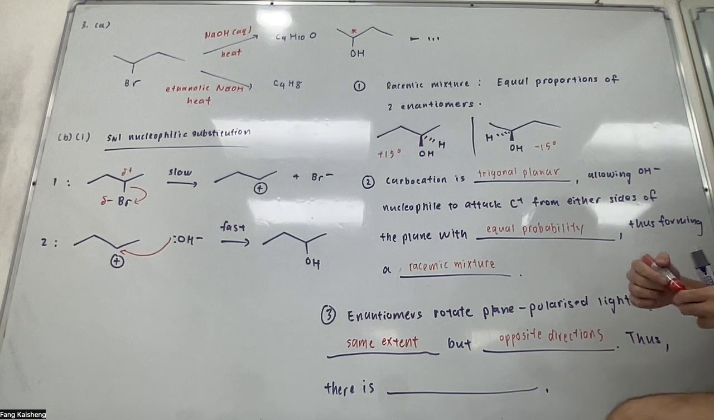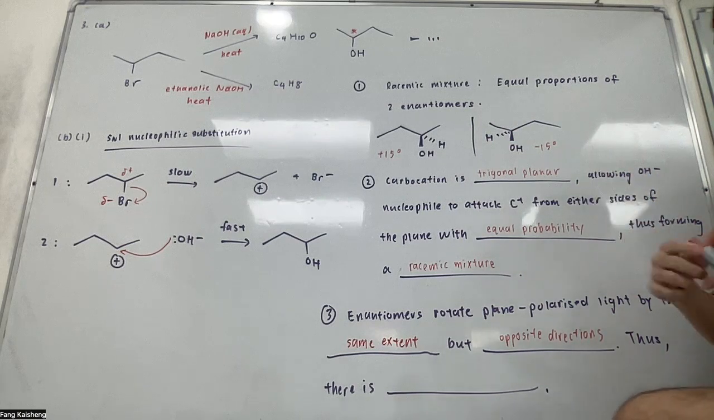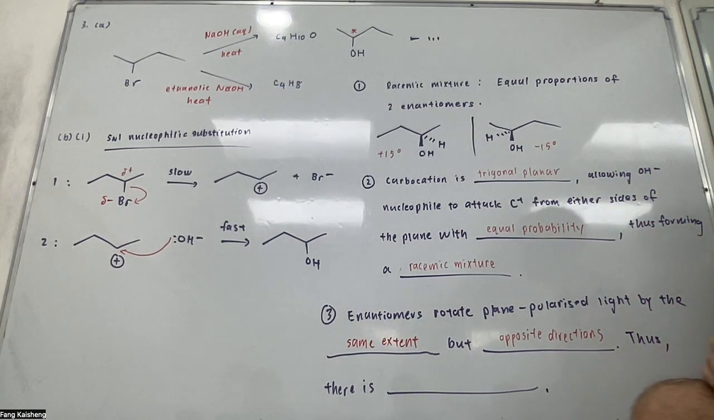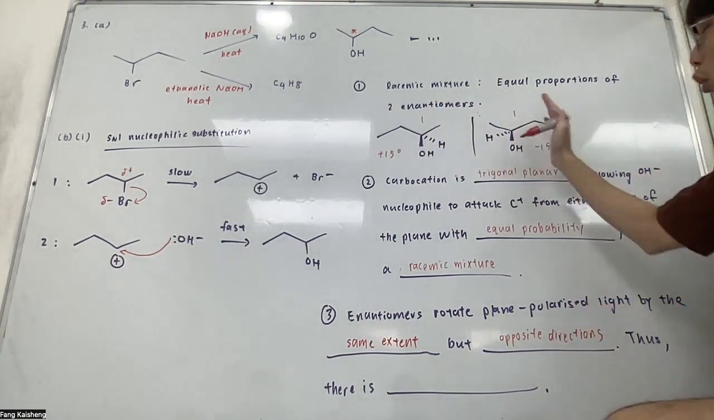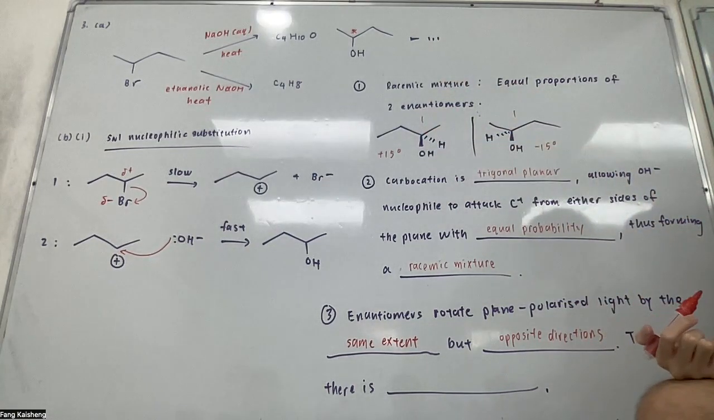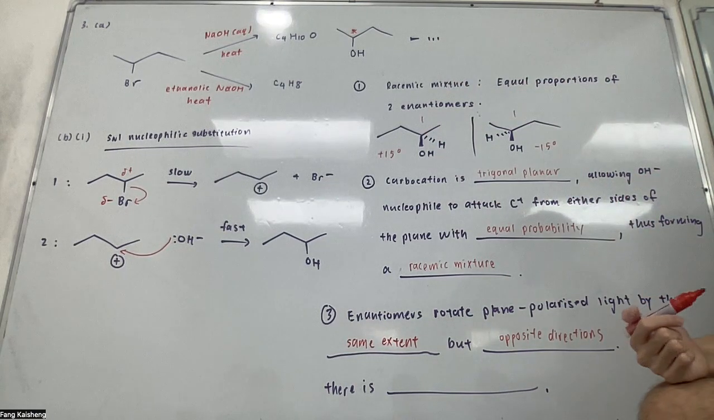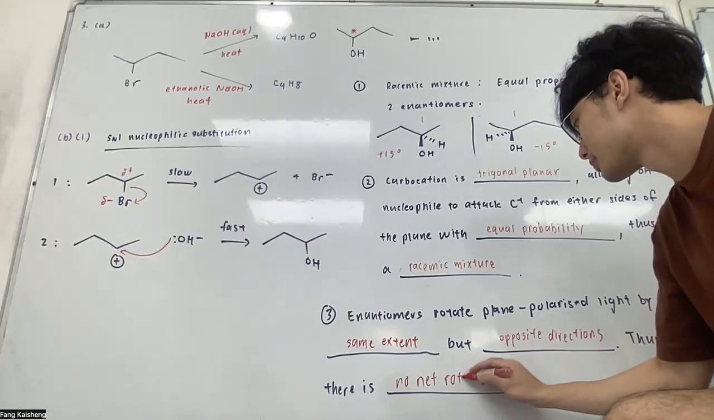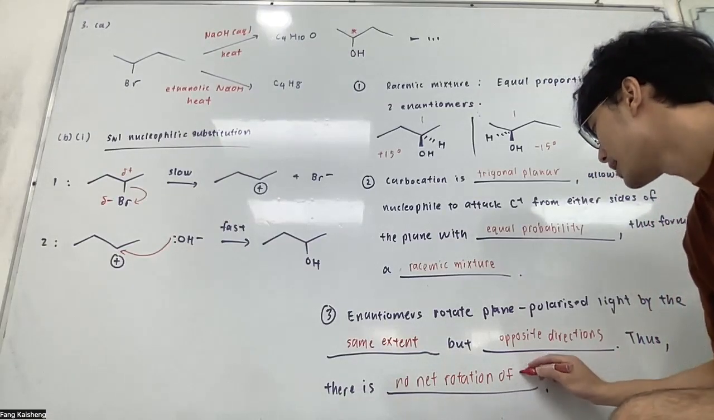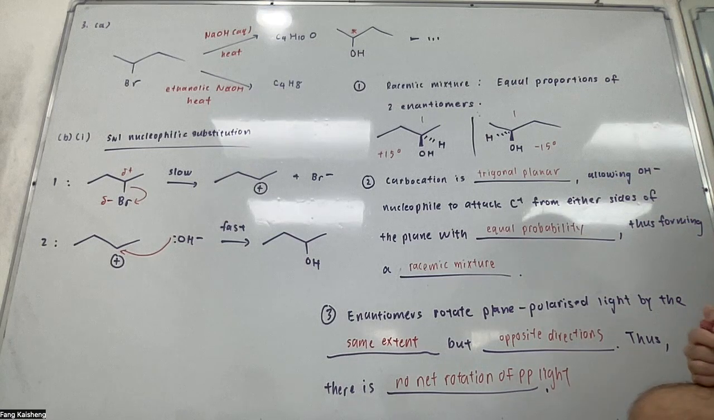Meaning, guys, if both of them are equal, because we said already they're in equal proportions in the same mixture, what's the overall rotation? Equal proportions, 1:1. You put them together, one rotates plus 15, the other rotates minus 15. You put them together, they rotate by 0. It cancels each other out. That's why there is no net rotation of plane polarized light. That's why it's optically inactive.